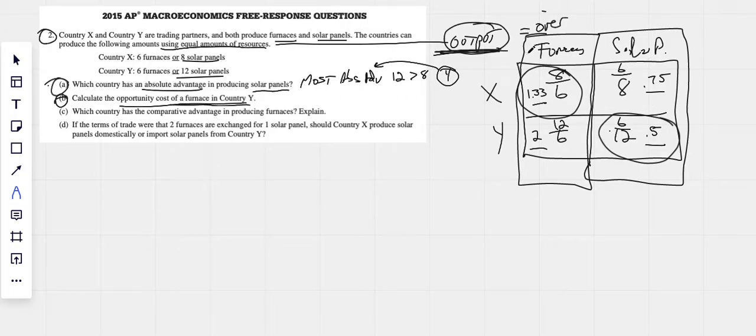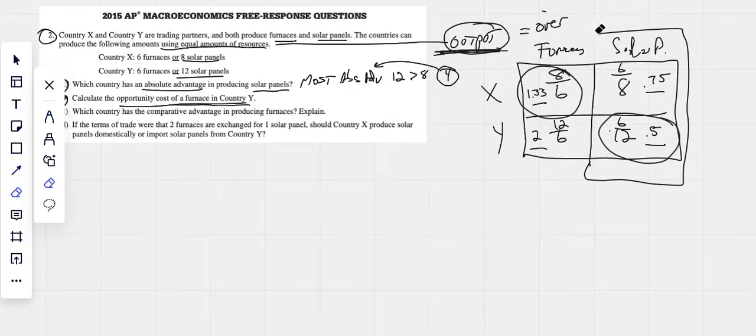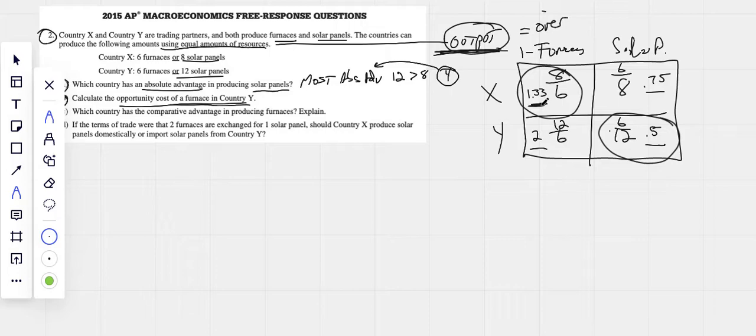Now, this is about reading these correctly. Understand that the way we read this is we say for one furnace produced, X gives up 1.33 solar panels. For one furnace produced, Y gives up 2 solar panels. I hope that makes sense.